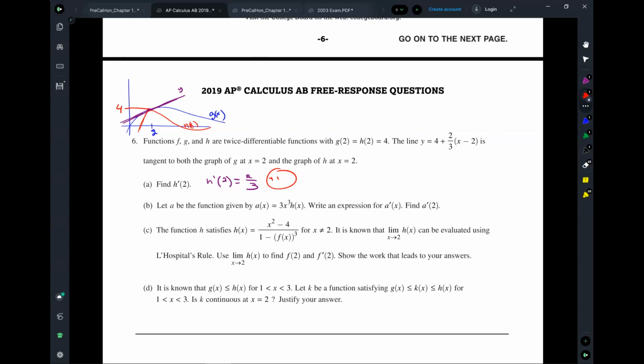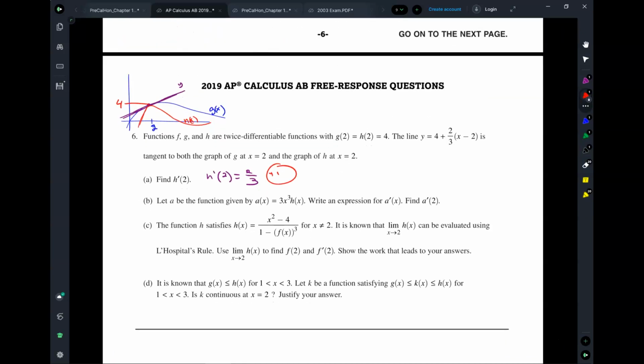Okay, so let's do B. Let A be the function given by this lovely thing. Write an expression for A prime of x and find A prime of 2. Oh, I can totally do that. Okay, so A prime of x is the derivative of this, but you see how I'm going to do product rule? So A prime of x is u prime, 9x squared, v plus u v prime.